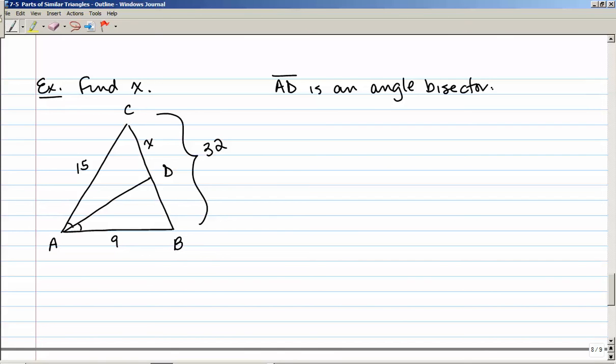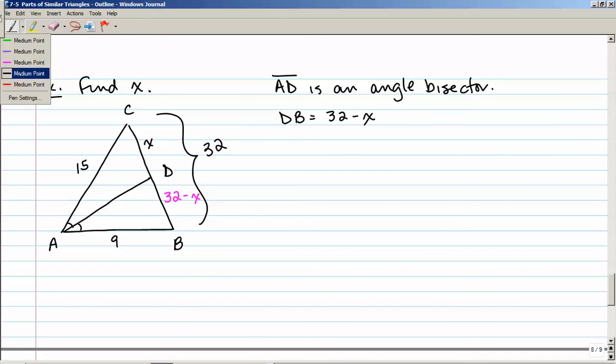Okay, and we know that if there is an angle bisector, it cuts the opposite side into pieces that are proportional to the sides. So we know that AC is 15 and AB is 9, CD is x, and CB is 32, but what I really need to know is how long DB is. So DB is going to be the whole thing, which is 32, minus this piece right here. So DB is actually 32 minus x. The whole thing minus the other part.